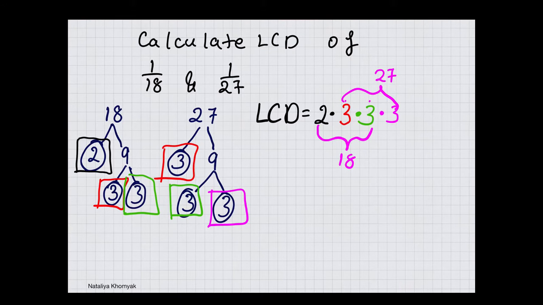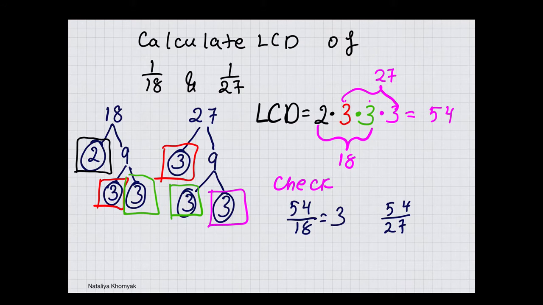So the least common denominator will be 2 times 3 times 3 times 3, which gives us 54. To check, we want to make sure that 54 can be evenly divided by 18 and by 27. 18 goes into 54 3 times and 27 goes into 54 2 times.